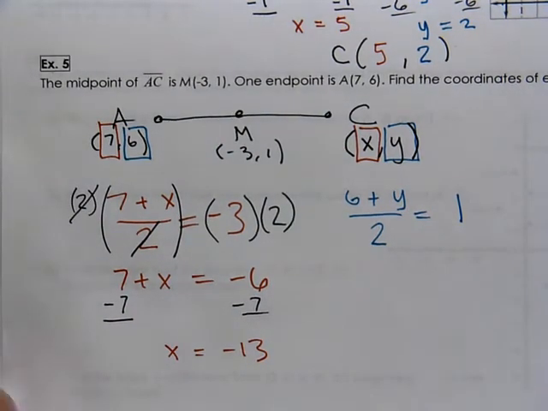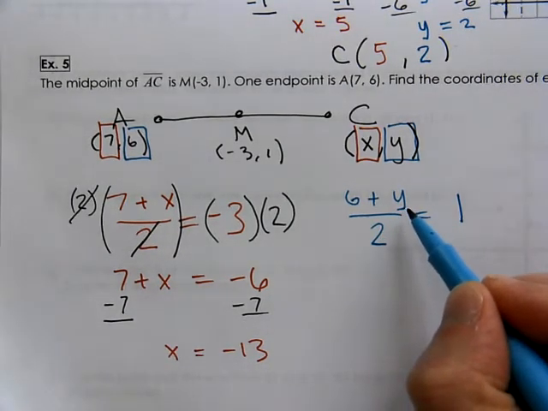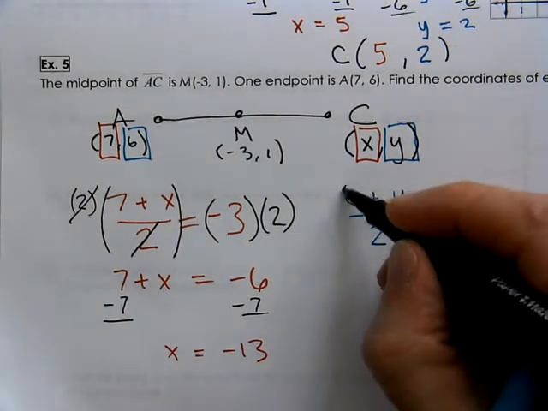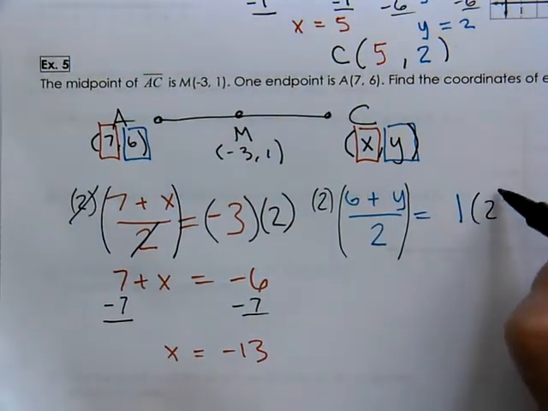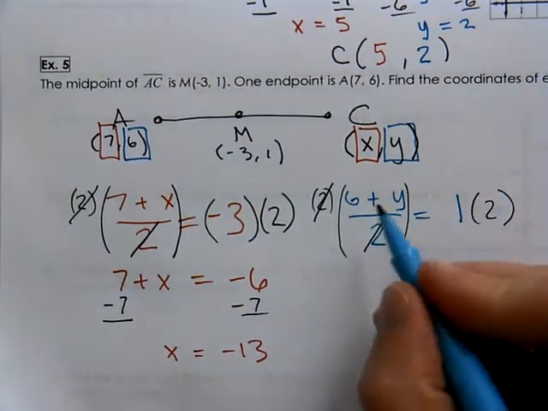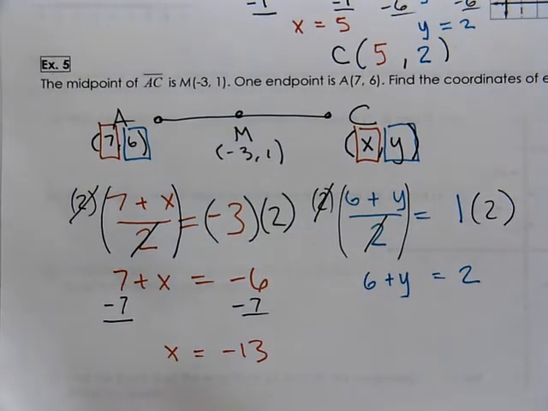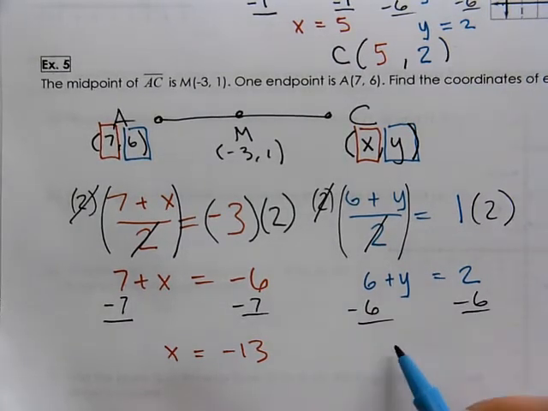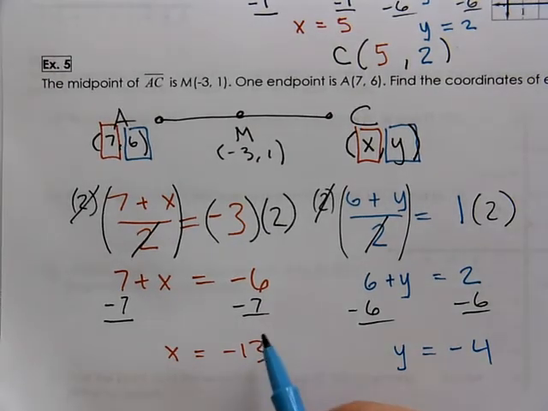Now for the y-coordinate, again we have 6 plus y divided by 2. We have to isolate the variable of y. That means we have to peel away these numbers. Let's start by getting rid of that denominator. So we're going to multiply both sides by 2. So on the left-hand side, 2 divided by 2 cancels out. That leaves us with 6 plus y. And then to isolate the variable, move all the constant terms to the other side. And so we have y equals -4.